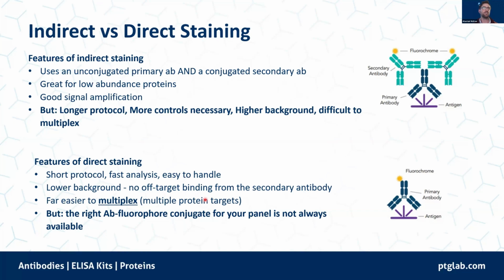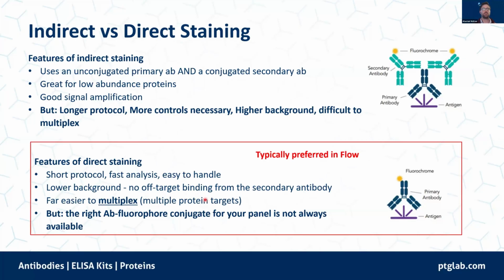But there are, of course, limitations. Obviously, doing 2 stain steps means a longer protocol. You need to introduce a new control, a secondary only control, to ensure you're not seeing background from your secondaries. And the biggest limitation when you use indirect labeling is that it does affect your ability to multiplex your flow, because you have to marry up your primary and secondary antibodies based on host species, which can limit your ability to multiplex.